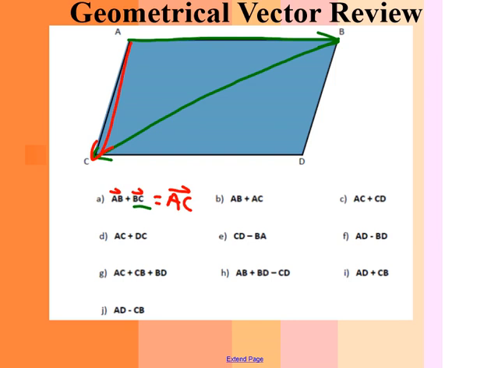Would you try, with your partner, some of these trickier ones? See if you can figure out what E comes out to, and H. Try those two. I'll leave that one up there as an example of one.